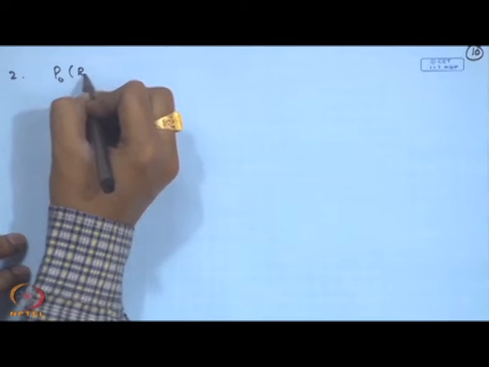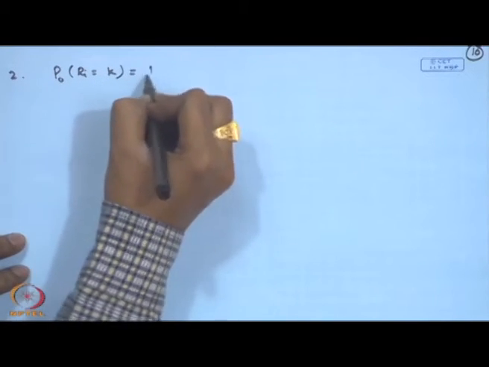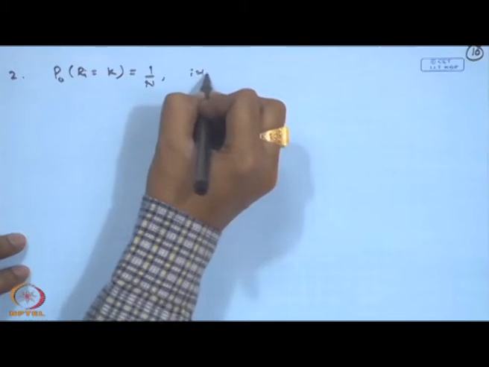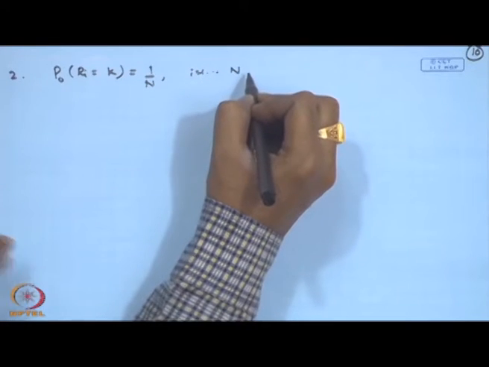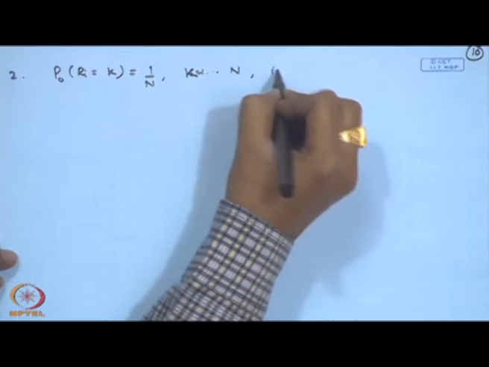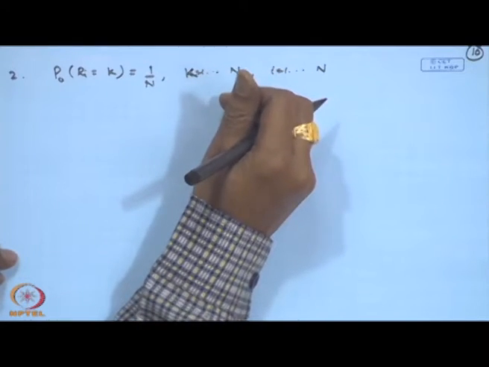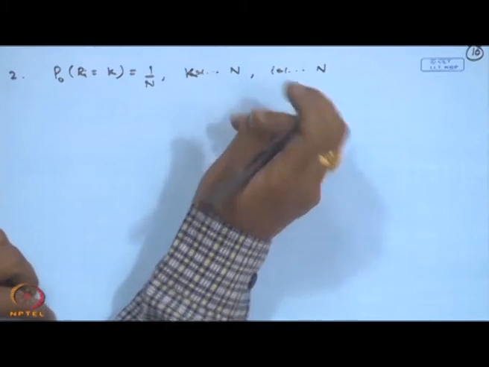That means, I consider the ith rank, then of course, this can be from 1 to n. Then we will prove that it is actually equal to, for k equal to 1 to n, for i equal to 1 to n. For each of them it will take the same number of values with same probabilities.